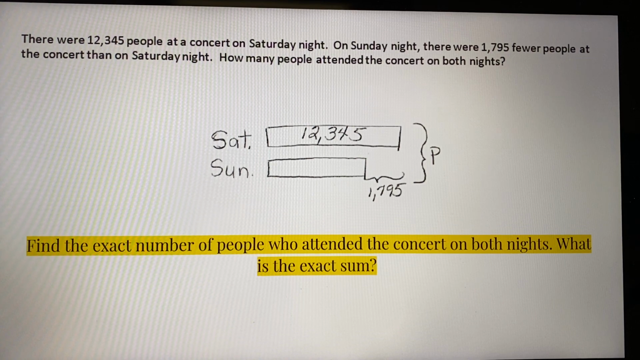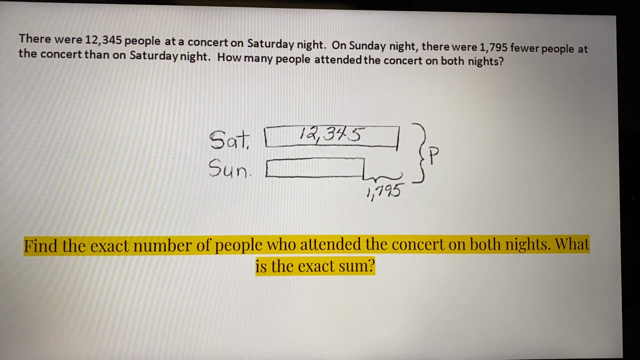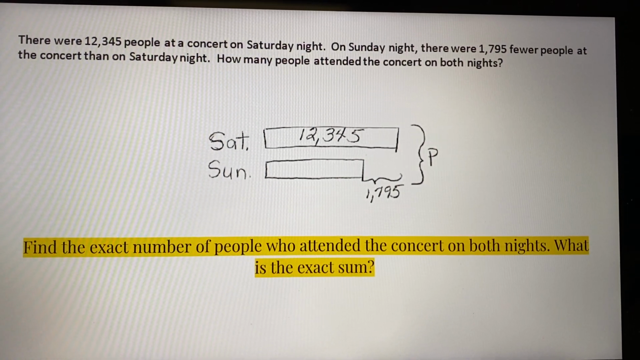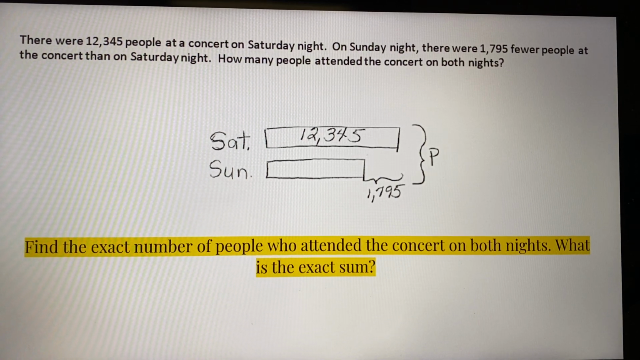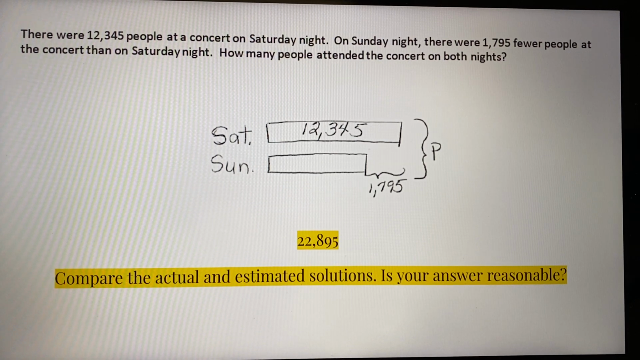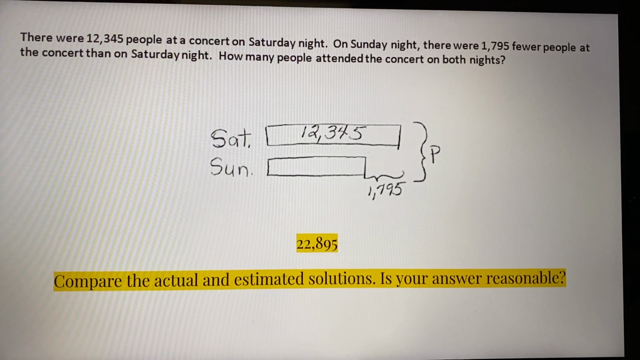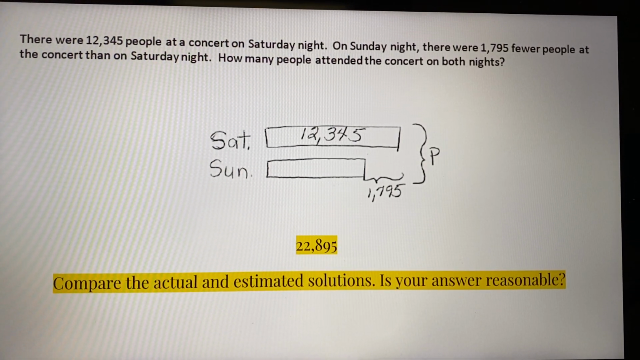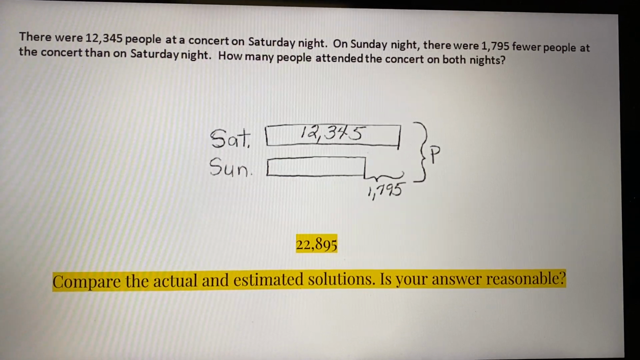So we're going to find the exact number of people who attended the concert on both nights, and we're going to find the exact sum. All right, so when you do that, you get 22,895. So how did you get that?